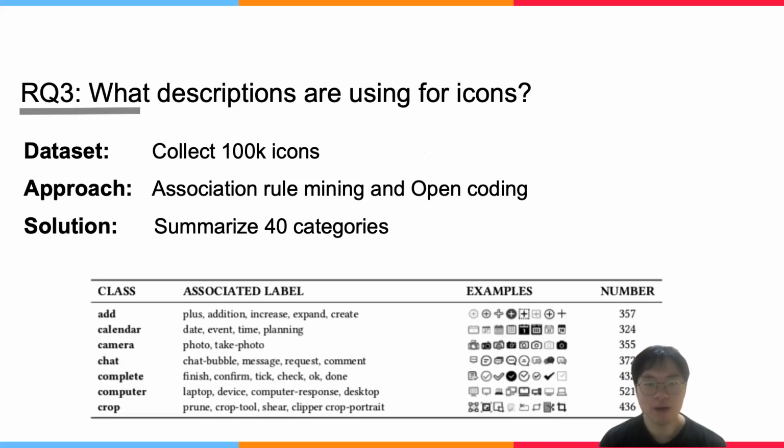Finally, we conducted an empirical study to understand what descriptions are used for icons. We first collected 100,000 icons from online icon sharing websites. As the descriptions are contributed by thousands of developers with very diverse technical and linguistic backgrounds, the descriptions are in a wide variety of forms. For example, an icon can be described as the class of trop and clip. Therefore, we adopt association rule mining and an iterative open coding procedure to encode icon descriptions. And finally, we summarized 40 categories.